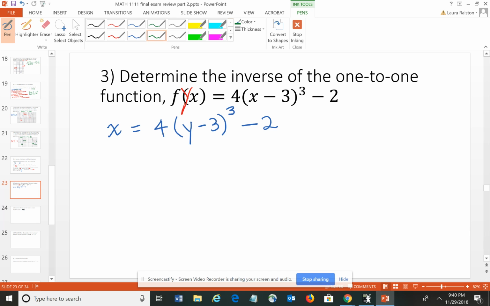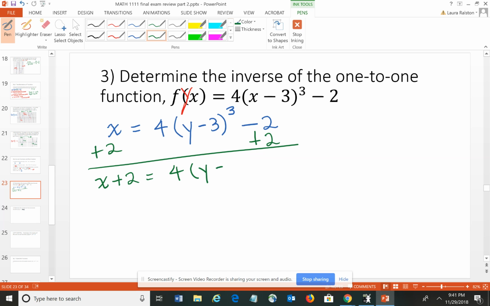I'm going to add 2 to either side so that I have x plus 2 equals 4 times y minus 3 to the third power. I then need to undo the multiplication by 4, so I'm going to divide everything by 4 so that I have x plus 2 all divided by 4 equals y minus 3 to the third.